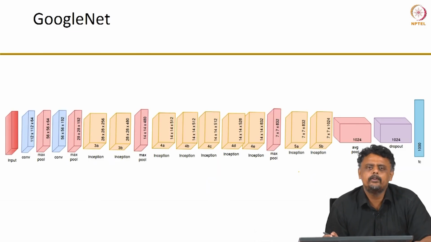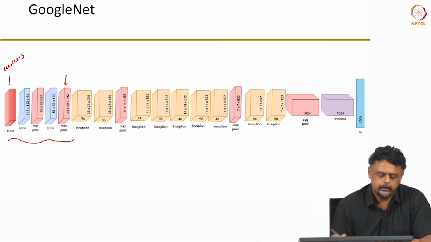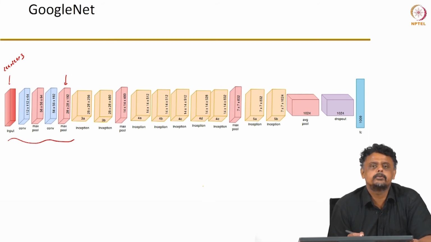This had about 22 layers with weights, and so there was an initial set of convolutions and max pooling, which reduced the size of the input to 28 cross 192. The input, as usual, was 224 cross 224 cross 3. It was followed by a sequence of convolutions and max pooling to get it to 28 cross 28 cross 192.